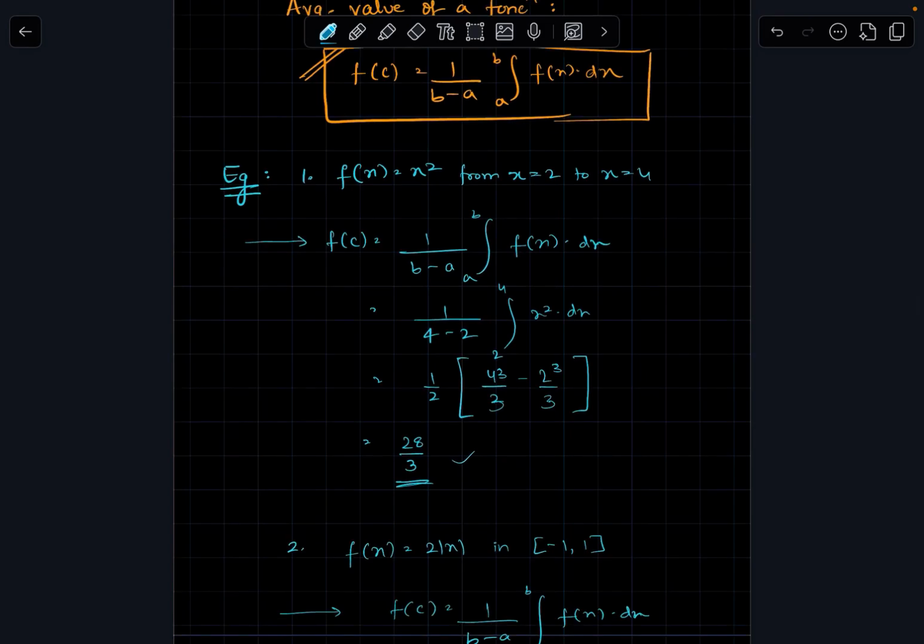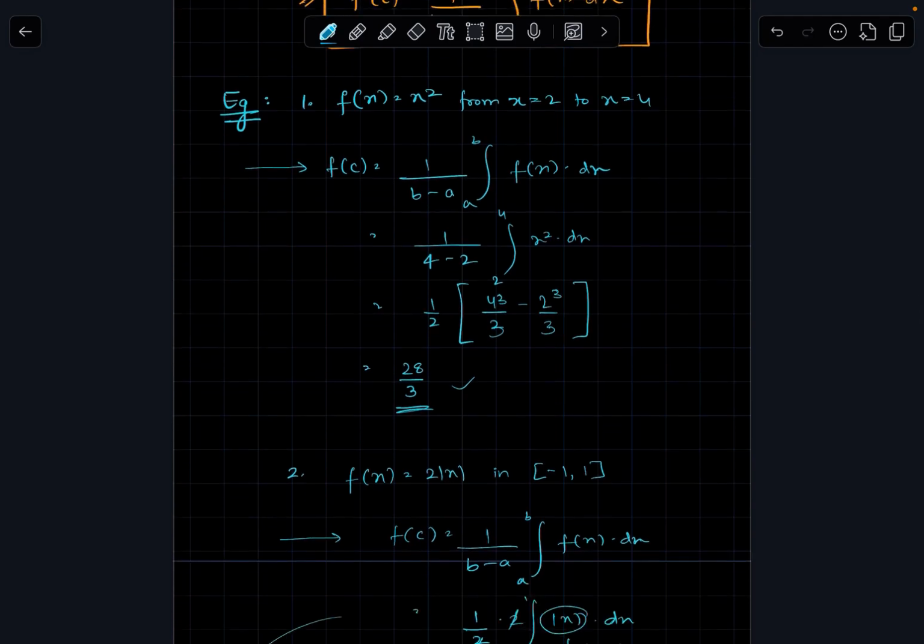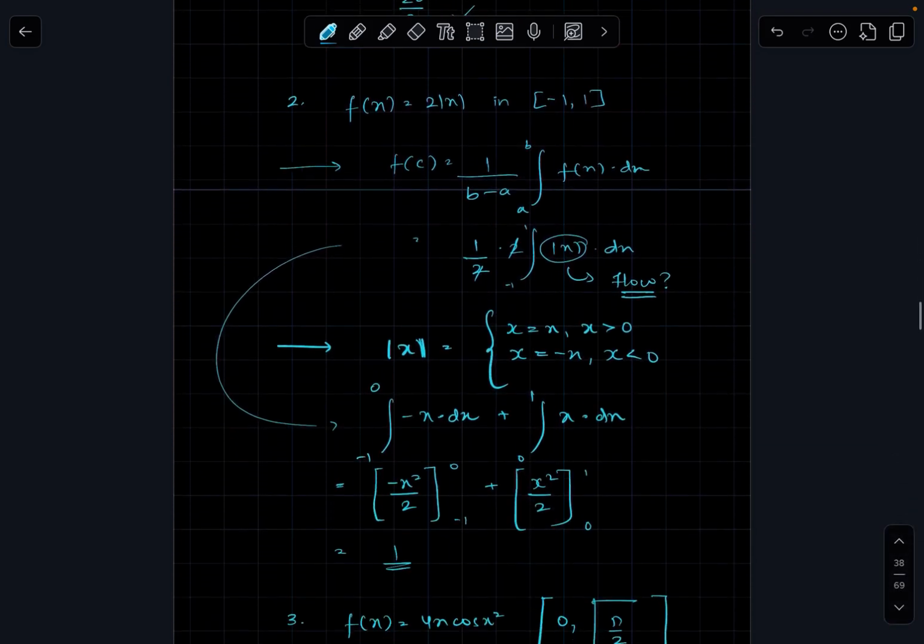So in example one, f of x is x squared, and we are integrating from x is equal to 2 to x is equal to 4. So we are going to input all of the values in the formula, and we would get the answer as 28 by 3.